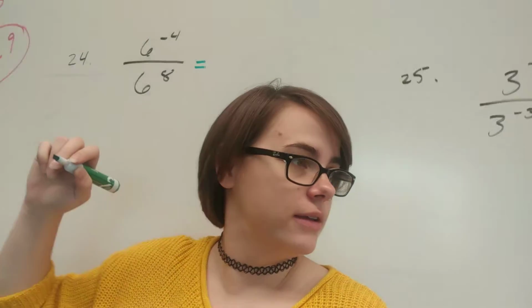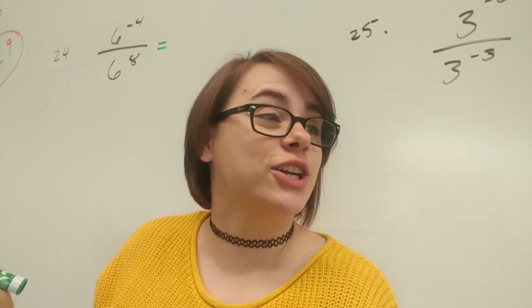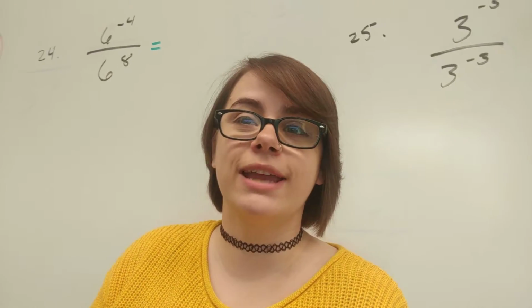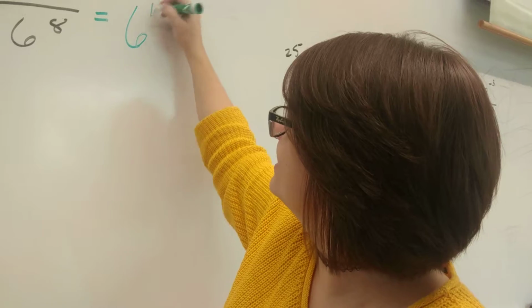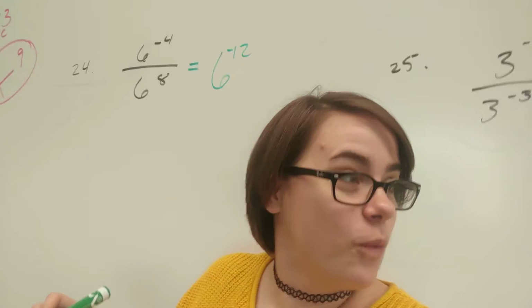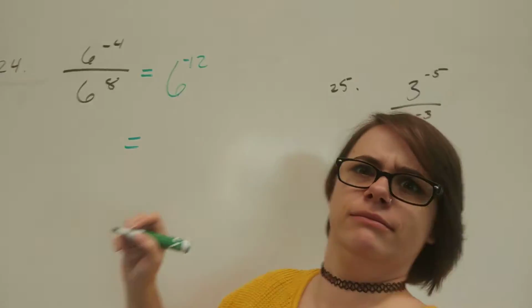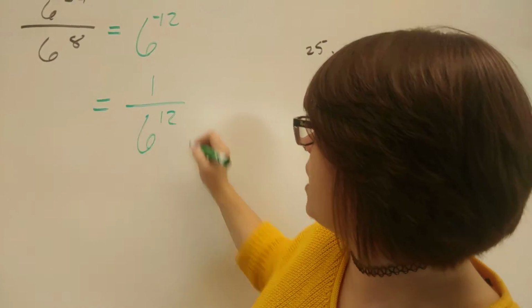Buddy, you have a calculator on your desk. Why are you distracting me? It's not 4. Negative 4 minus 8. Use your calculator. Negative 12. Wyatt, what's the final answer? 1 over 6 to the 12. It is 1 over 6 to the 12.